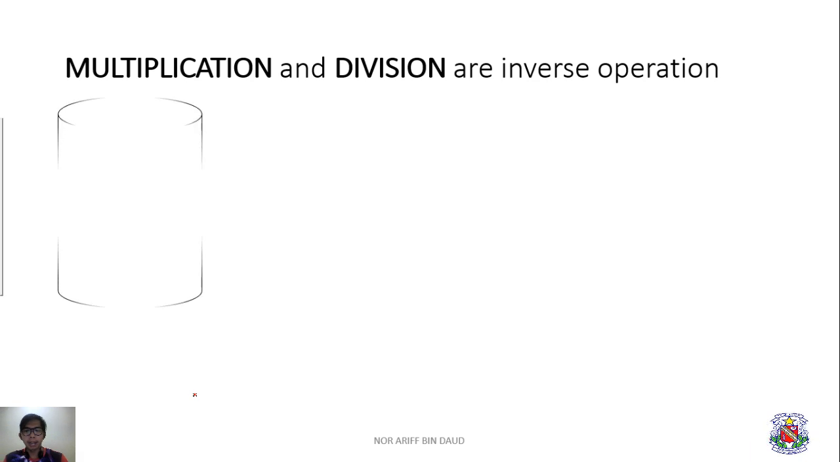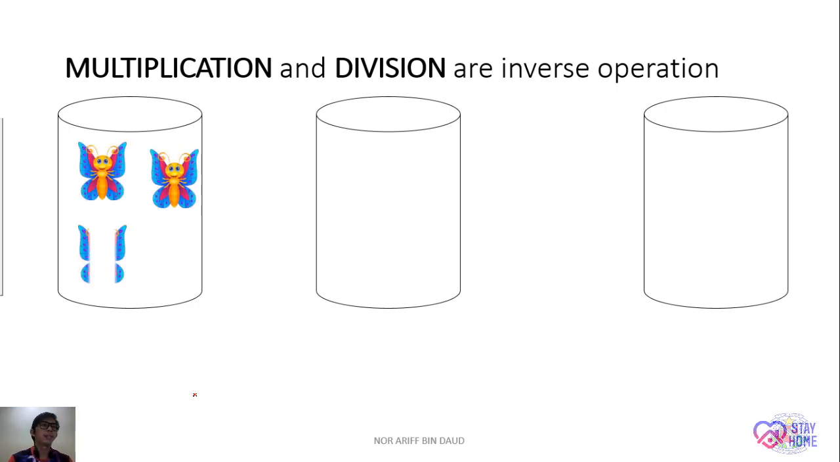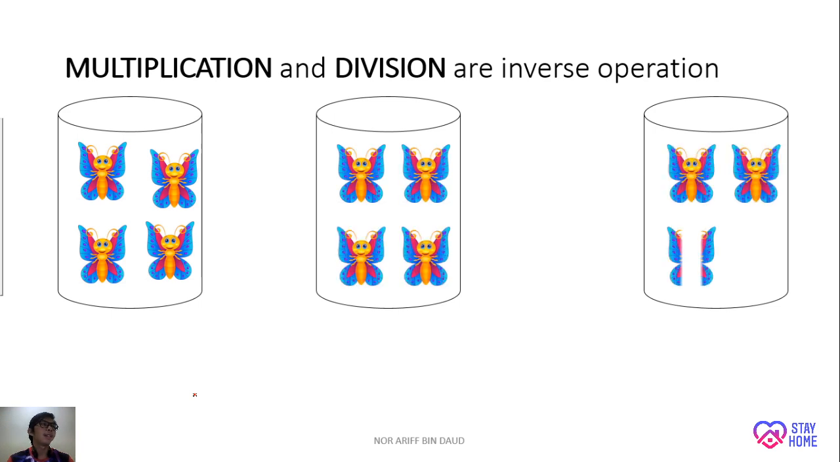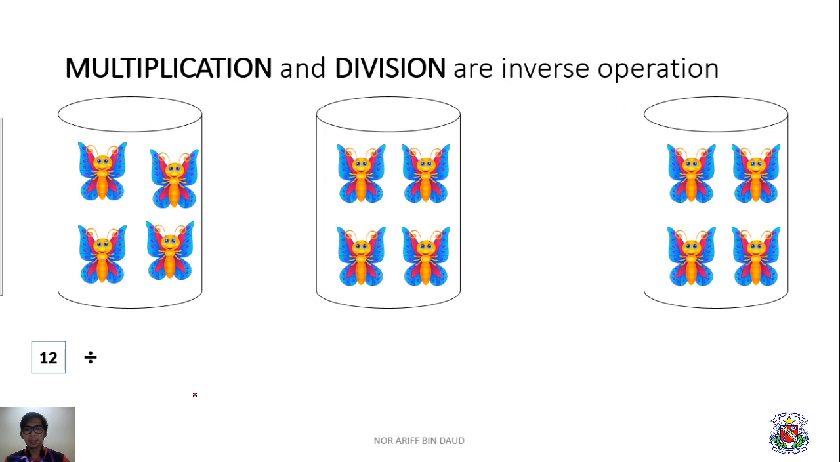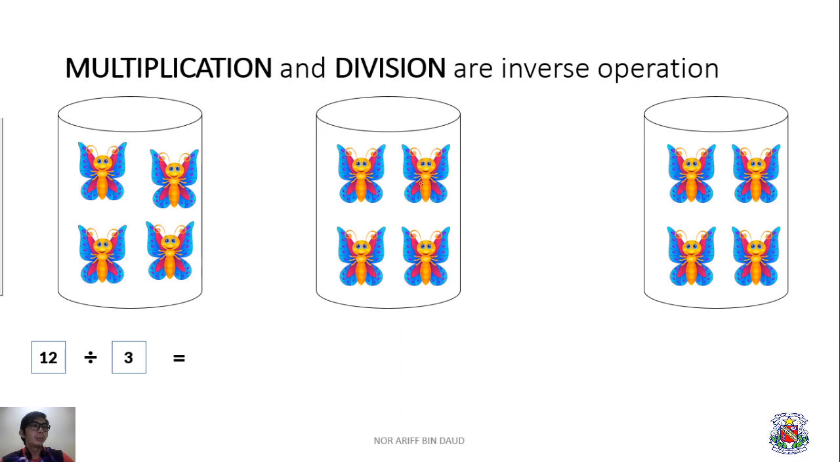Now we do the other question. I have one container, two containers, and three containers here. So I put one butterfly, two butterflies, three, and four butterflies. Four butterflies in each group. So now I want to make a number sentence for division first. I have all 12 butterflies here. And then what number must be in the middle? The group must be in the middle. So how many groups here? We have three groups of butterflies, and how many butterflies in each group? 1, 2, 3, 4. So the answer will be 4 butterflies in each group.